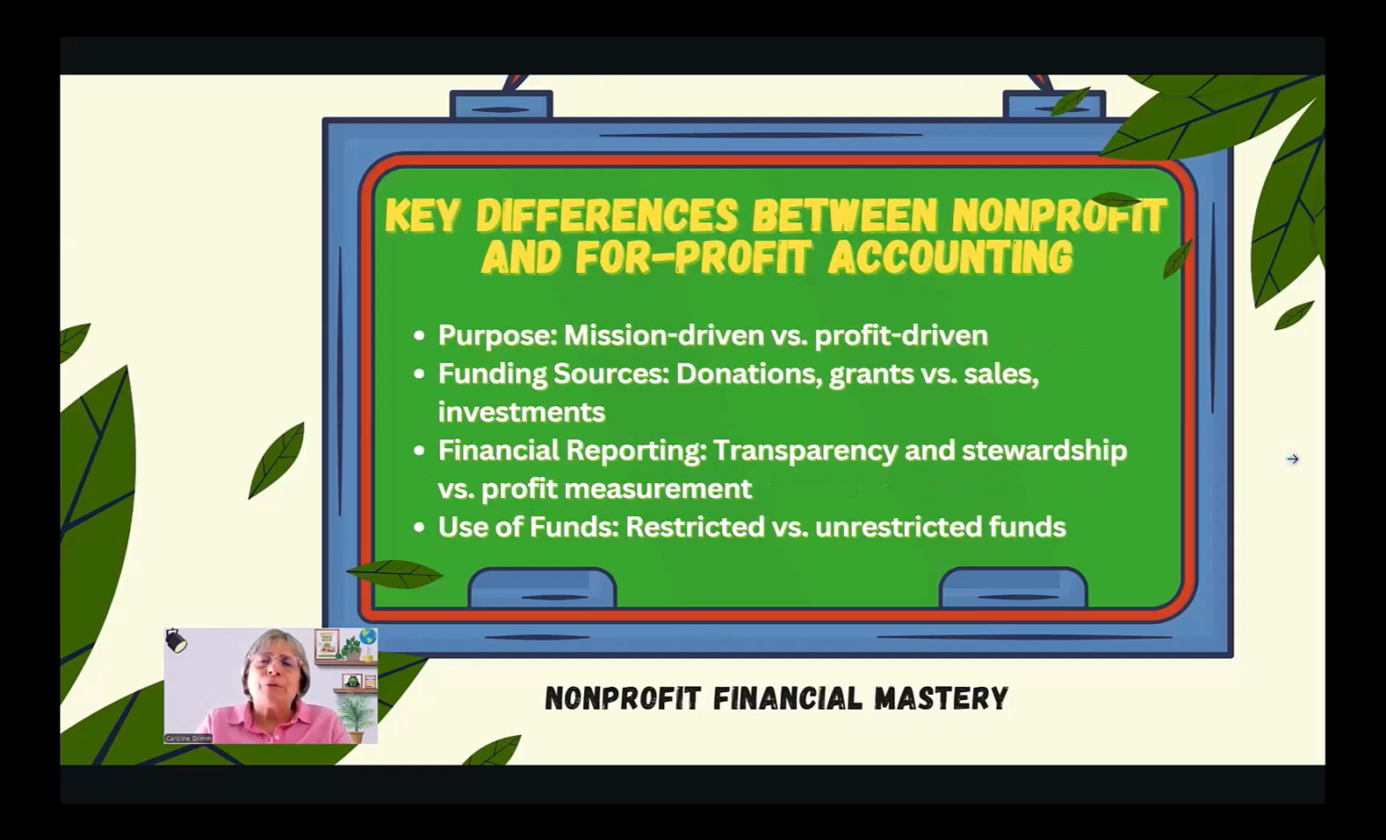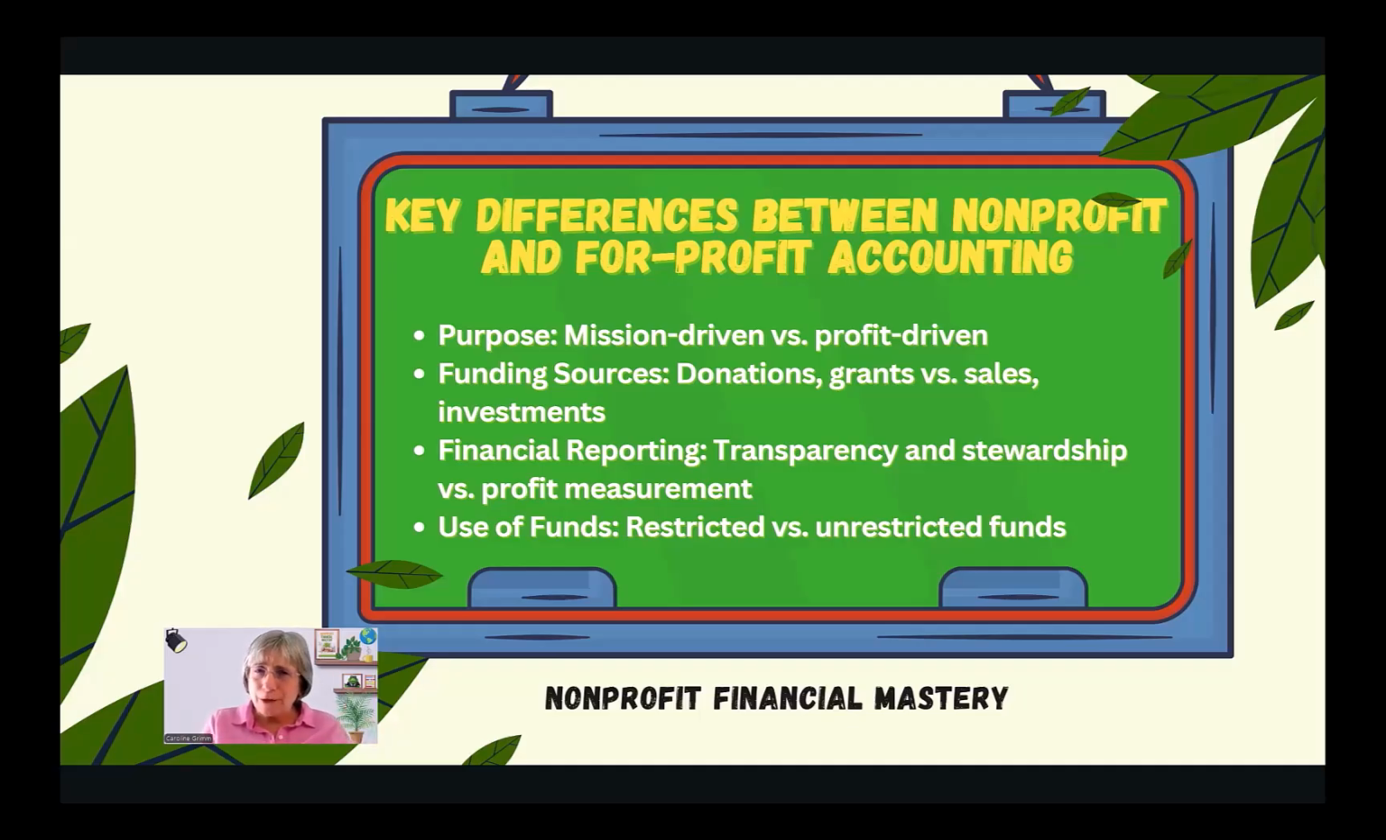So, some of the differences between for-profit accounting and not-for-profit accounting. We've already mentioned that one of the big differences is that for-profit businesses are profit-driven and nonprofits are mission driven. So we are trying to do some big thing, solve a problem, make life better for someone. Another difference is where the money comes from. If you're a for-profit business, you're selling something to your customers. So you're selling pet sitting services or you're selling accounting services.